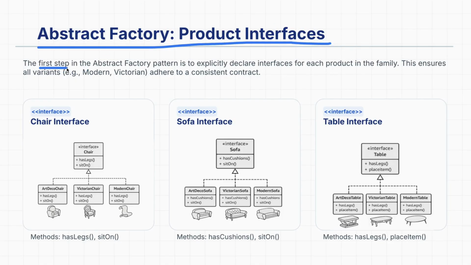First, we create interfaces for all product types. In our example, that means a chair interface, a sofa interface, a table interface. These interfaces define what each product should do without worrying about how they are implemented. Next, for every style, we create concrete implementations of these interfaces. So for styles like modern, Victorian, Art Deco, we create implementations like modern chair, Victorian chair, Art Deco chair. And similarly, we create corresponding implementations for sofas and tables as well.